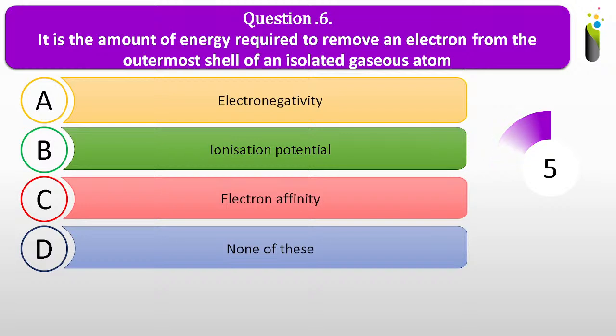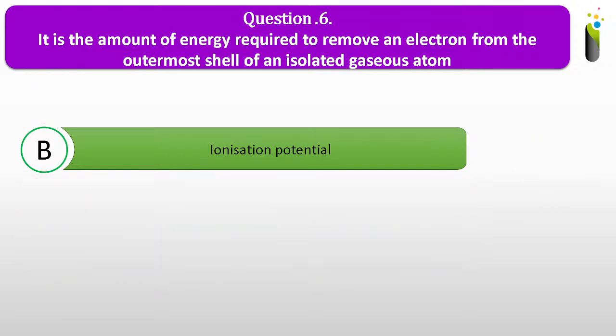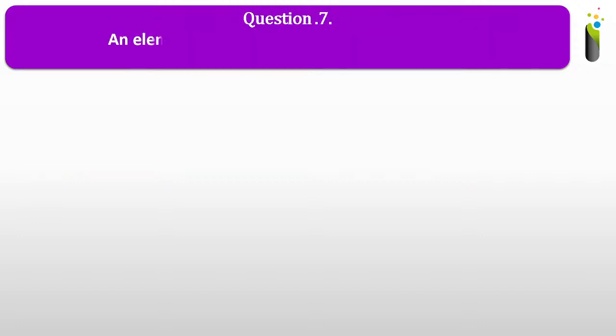The amount of energy required to remove an electron from the outermost shell of an isolated gaseous atom is B, that is ionization potential. Coming to the next, that is question number 7. An element has atomic number 60.